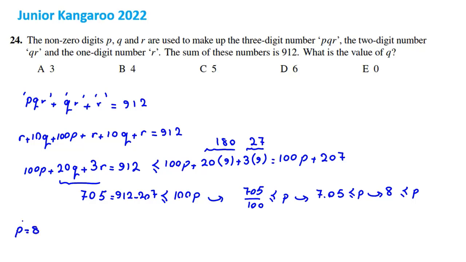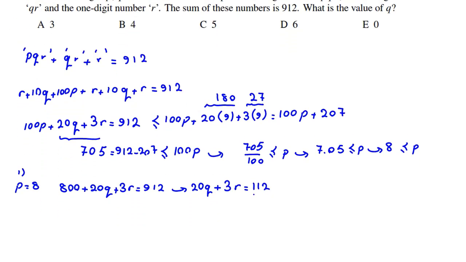So let's consider first P is 8, case 1. So 800 plus 20Q plus 3R equal to 912. Here we subtract 800 from both sides: 20Q plus 3R equal to 112. It is a multiple of 4. This one, 20Q, is also a multiple of 4, so R is a multiple of 4. So R is 4R prime in this case. And it will be 20Q plus 3 times 4R prime, which is 12R prime, equal to 112. If we divide both sides by 4, it will be 5Q plus 3R prime equal to 28.